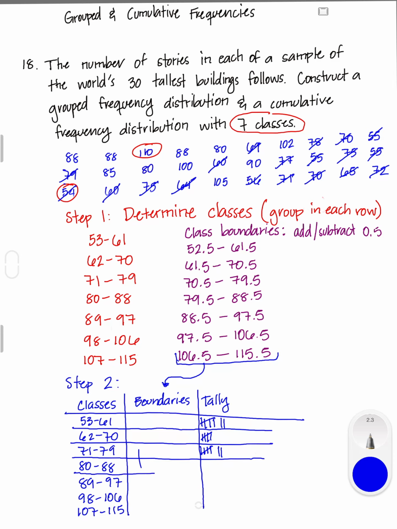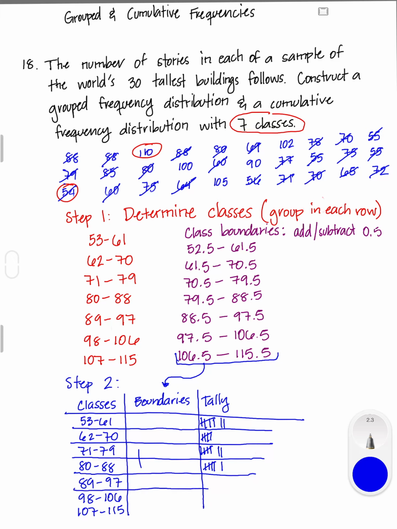Now let's see from 80 to 88. I feel like I've seen a lot of 88s, so let's see. Yep, 88, 1. And then 88, 2. 88, 3. 84. 85, 5. 86. And that's it. So we have 6.